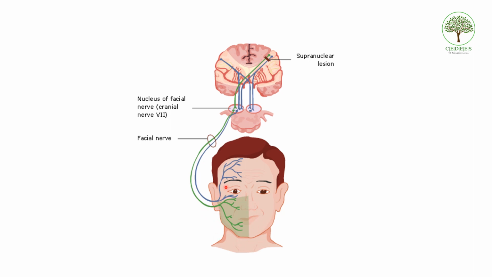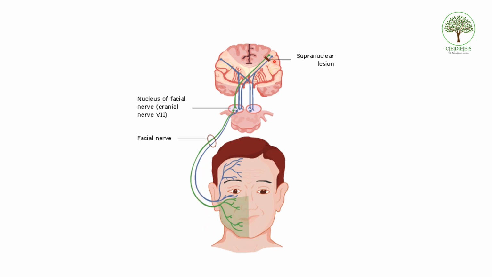Why only the lower face? Can you see the blue fibers here? The blue fibers go from the right side, and they go to the left side also. Again, from the left side they go to the nucleus on the right side also and the left side also. These blue fibers supply the upper face. These green fibers supply the lower face. See the green fibers reaching the opposite side of the lower face.